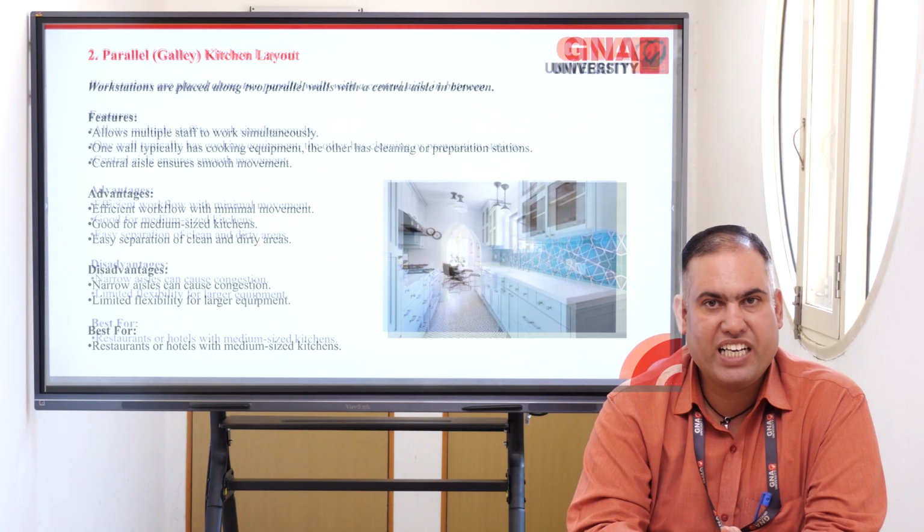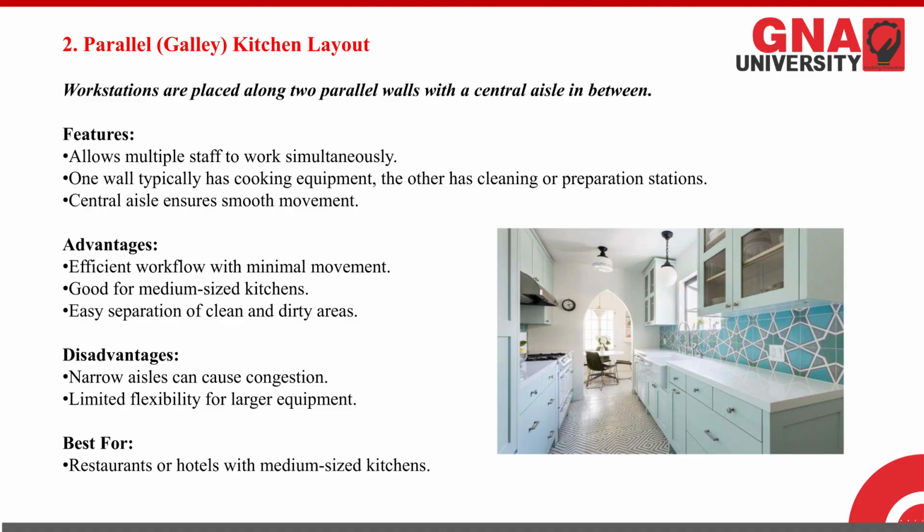Now, the parallel or galley kitchen layout. In this layout, the workstations are placed along 2 parallel walls with a central aisle in between. It allows multiple staff to work simultaneously, where one wall typically has the cooking equipment and the other has the cleaning or preparation stations. The central aisle ensures smooth movement of people around the kitchen. Now, some advantages. Efficient workflow with minimal movement, this setup is good for medium-sized kitchens, and there is easy separation of clean and dry areas. Disadvantages. Narrow aisles can cause congestion, and there is limited flexibility for large equipment. So this type of setup is best for restaurants or hotels with medium-sized kitchens.